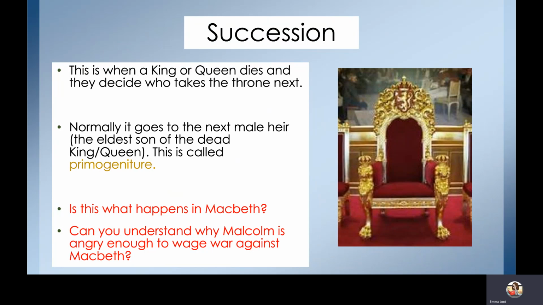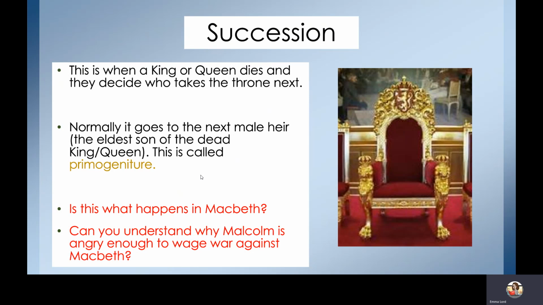So, succession. Again, note the spelling please of succession, so 2 C's, 2 S's. This is when a king or queen dies, and either they decide who takes the throne next, or society does, or the people who are left in charge have to decide who is going to take the throne next. Now, normally this is very straightforward. In this era, it would just go to the male heir, the eldest male heir of the dead king or queen. Now, this rule is called primogeniture, coming from the Latinate root, which means firstborn.